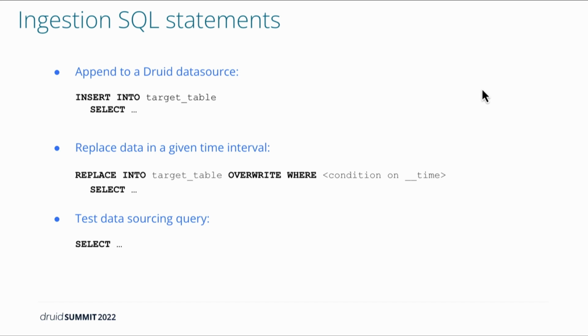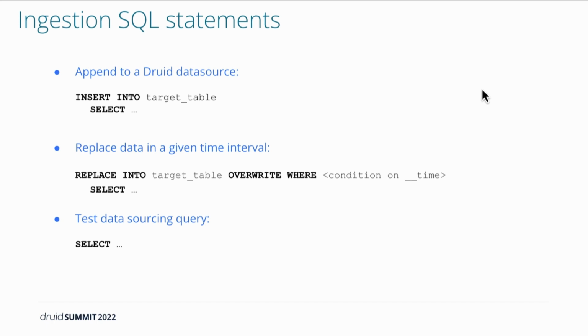You could also use a replace statement to replace a time interval within an existing data source using the overwrite where clause with a condition on the primary time column that specifies the time interval that you're replacing. In that case, the data that's being queried by the select needs to cover that same time interval. You can also use overwrite all if you want to replace the whole table. And just like in the insert, if the table doesn't exist, it will be created.